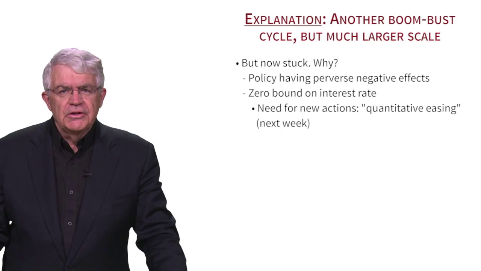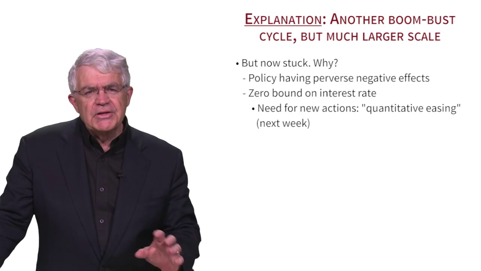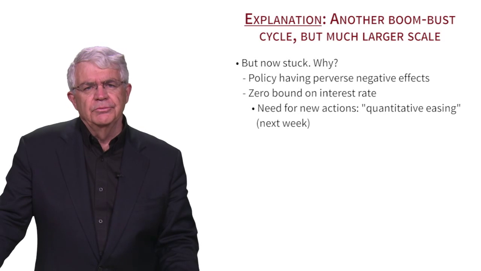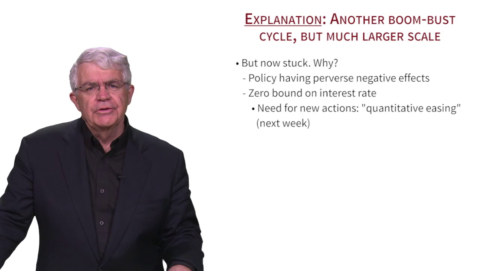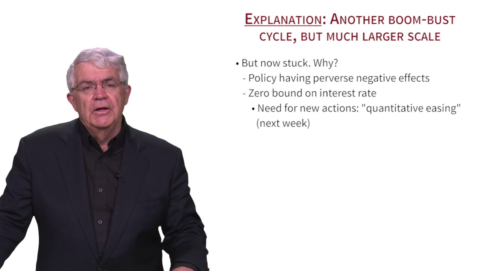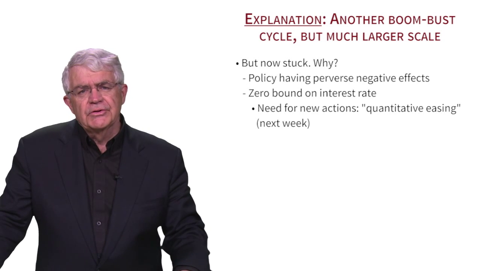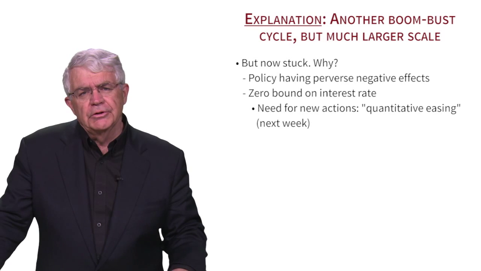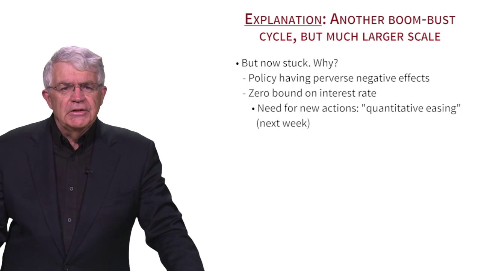But then you have this thing about being stuck. So why does the economy appear to be stuck? And there are basically, to put it in simple terms, two big possible reasons, and economists are debating these. One is that the policies taken during this period may have had perverse negative effects themselves, holding the economy back. The other is that policy itself is running out of steam, and that could be because the mechanism of the policy rule, where the interest rates come down and up, is running into a bound, running into a barrier, running into a wall. And that is called the zero bound on the interest rate. It suggests that we may need some new actions.